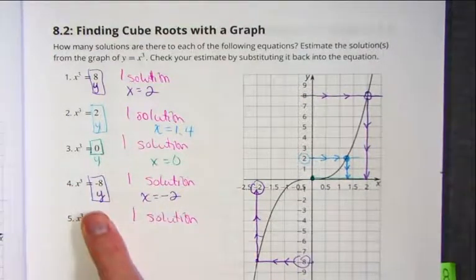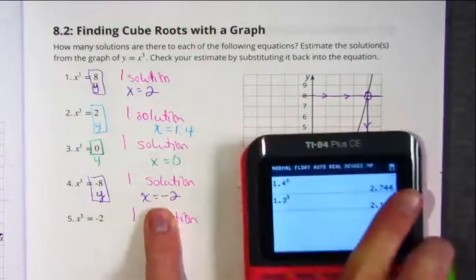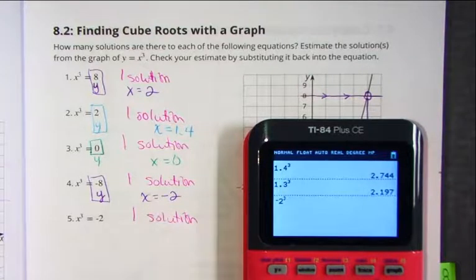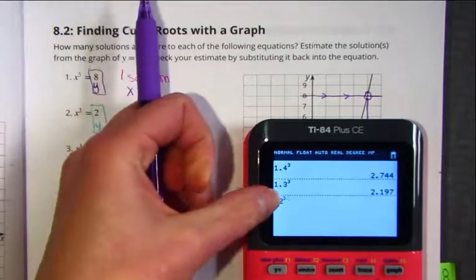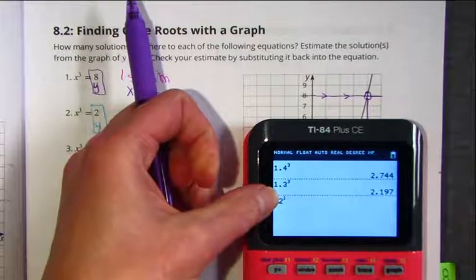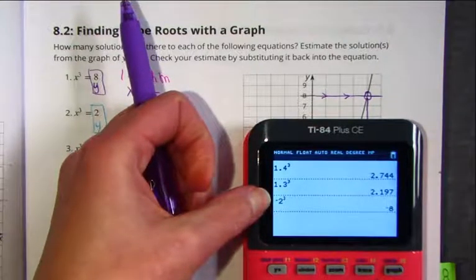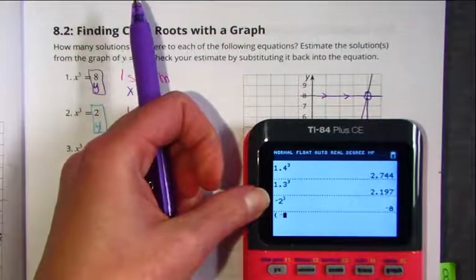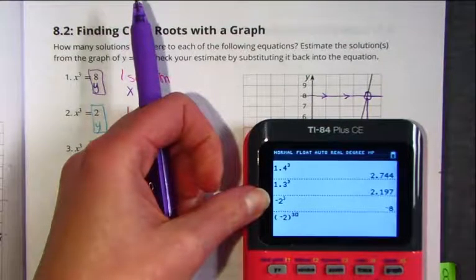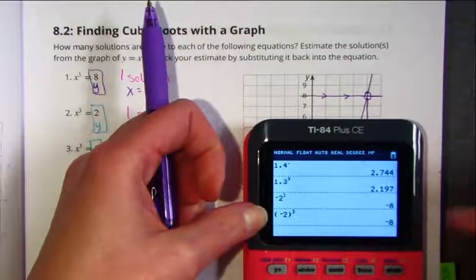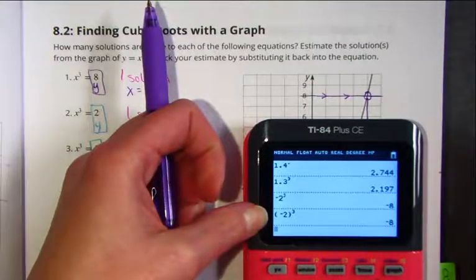Now if I'm not sure, I should plug it in and check. Please be careful when you do this. If you just type in -2 and raise it to the third power, your calculator thinks that you just want to do 2 to the third power and then make it negative, because it's following order of operations. So please make sure that you are putting it in parentheses like this. So you're taking -2 times -2 times -2.